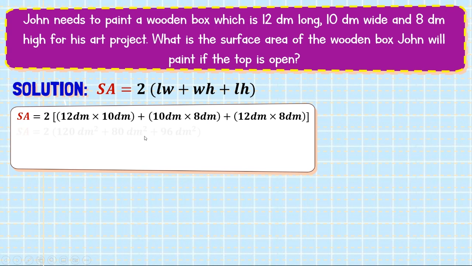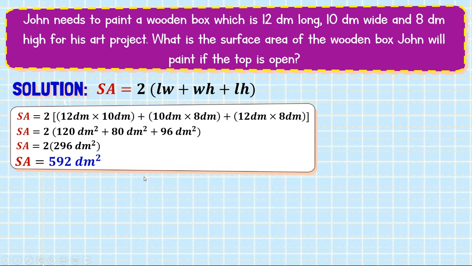Now multiply. 12 times 10, the answer is 120 square decimeters, and 8 times 10, the answer is 80 square decimeters, and 12 times 8, the answer is 96 square decimeters. Then add all together. 120 plus 80 plus 96, the answer is 296 square decimeters. Multiply it by 2, therefore the surface area is 592 square decimeters. That would be the total surface area of the rectangular prism.